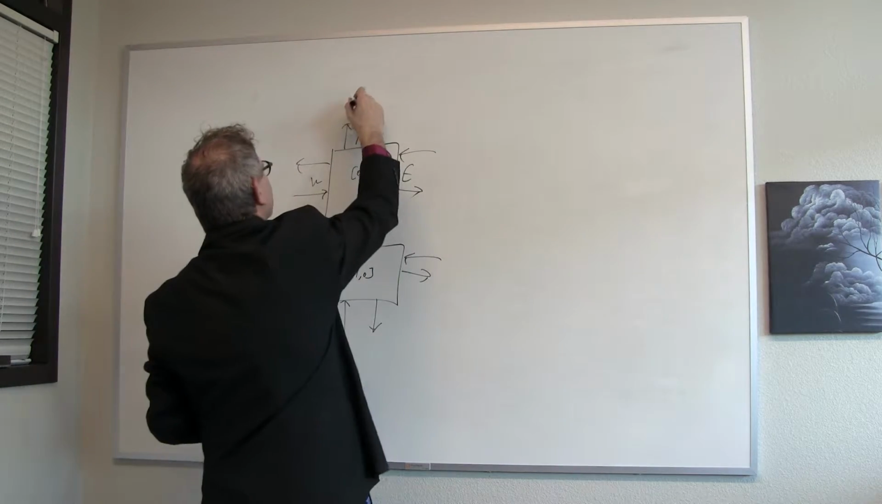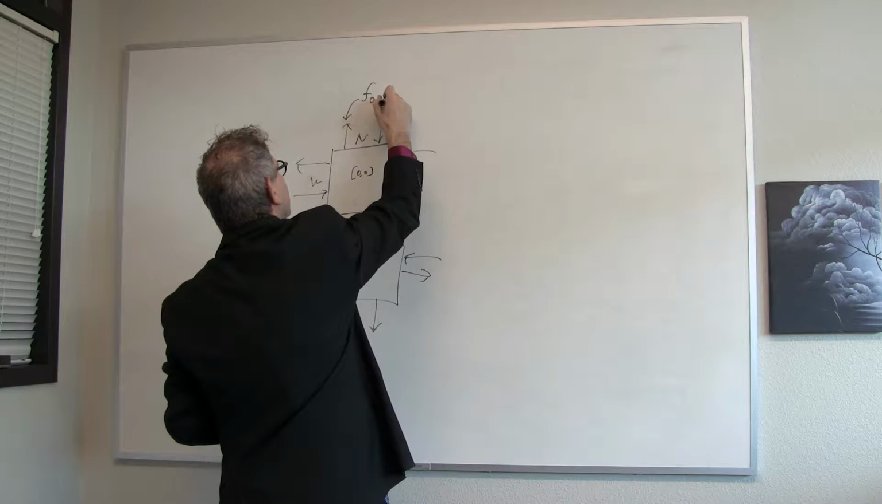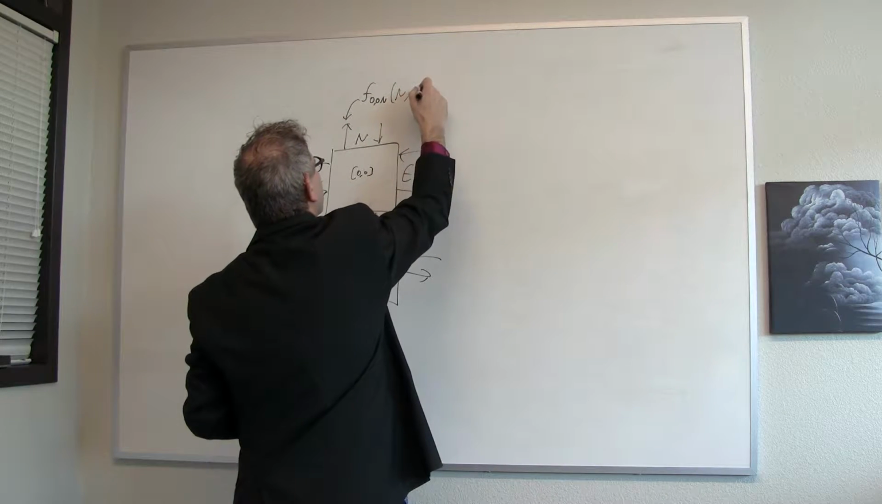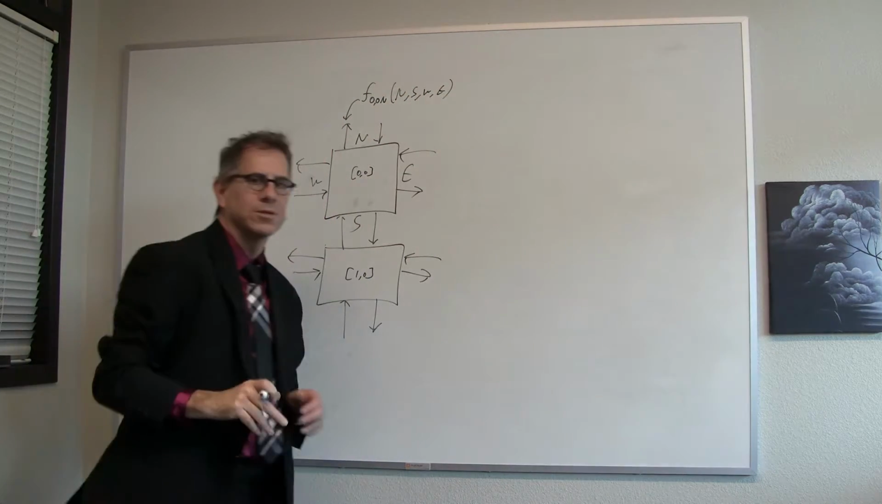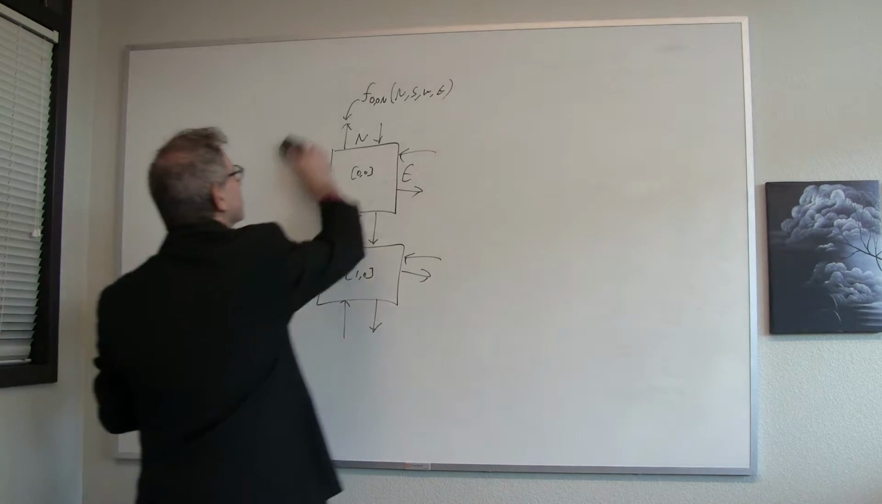So for example, this northern output here we could write as F0, 0, north, and it's a function of some north, south, west, east inputs. So let's see what we can do with this, and let me clean this up.